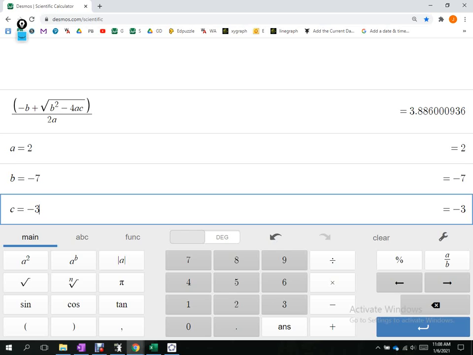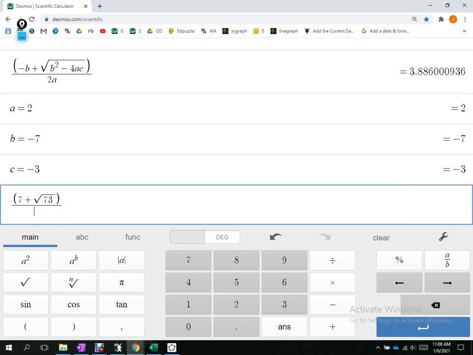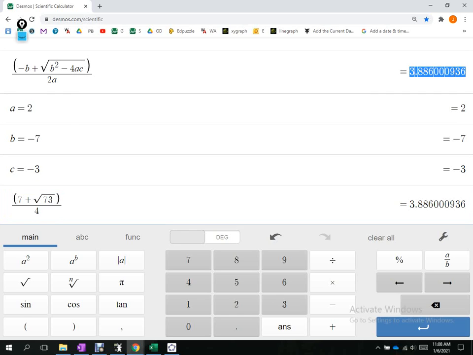So if I go and type in the two answers that we found, didn't we say it was 7 plus the square root of 73, all divided by 4? Do you see how that number right there is indeed the same as that number? Does that make sense to everybody? But if you wanted your answer to be that, you have to round it. Does that make sense?